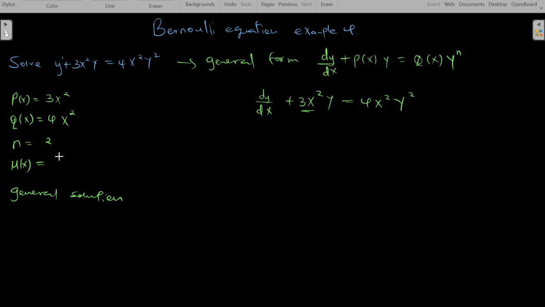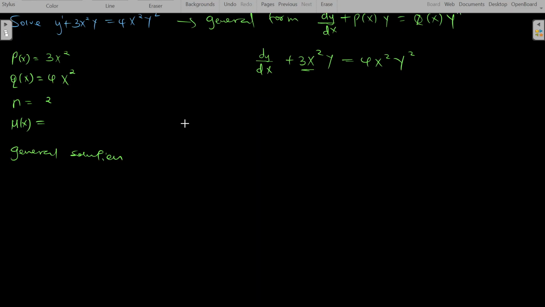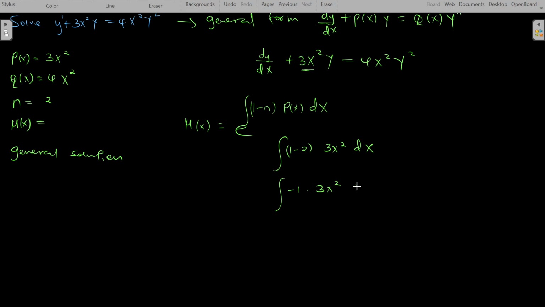So let's find our mu of x. Mu of x is e to the integral of 1 minus n, multiplied by p of x dx. So let's calculate the integral. The integral of 1 minus what's our n? 2. Okay, and what's our p of x? 3x squared dx. So this is just the integral of negative 1 multiplied by 3x squared dx.